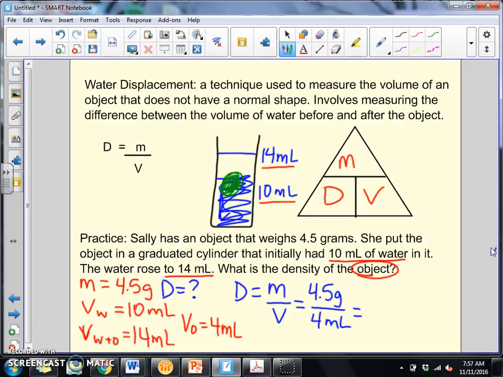I would put in my calculator 4.5 divided by 4 gives me 1.1 grams per milliliter. Notice the grams is still in the numerator, milliliters is in the denominator. They do not cancel out, and I would have my final answer.